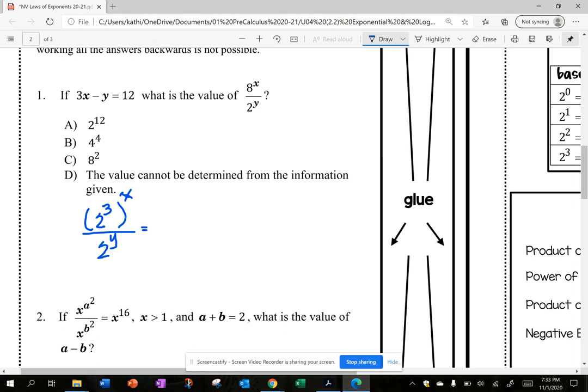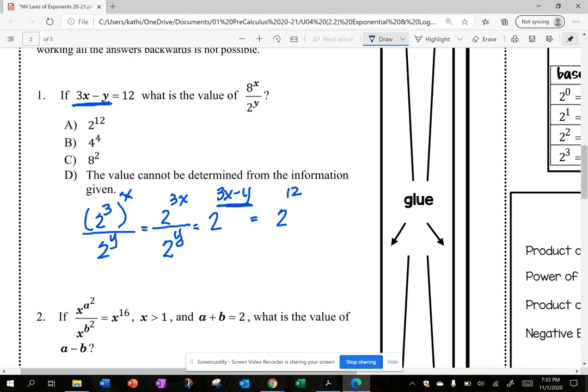And then next, I can subtract, since I have the same base. Next, I'm going to multiply 3 times x, so I get 2 to the 3x divided by 2 to the y. Now I can subtract my exponents. So 2 to the 3x minus y. And I see I have 3x minus y, and that's what I have in my exponents. So I know this is equal to 2 to the 12th.